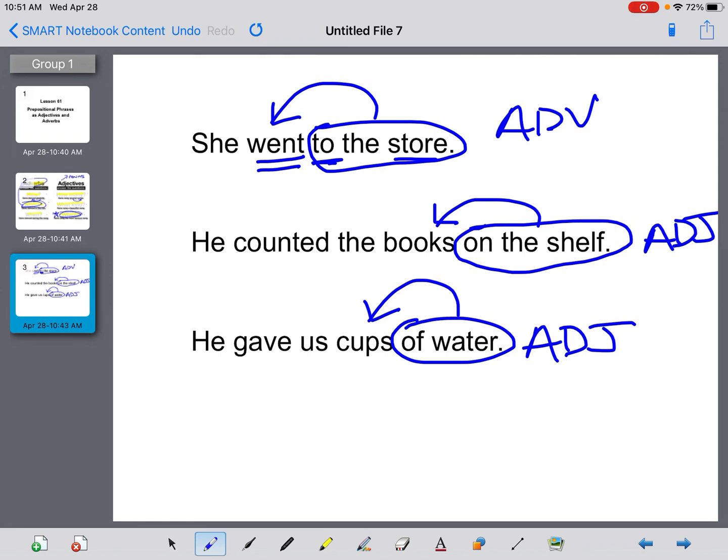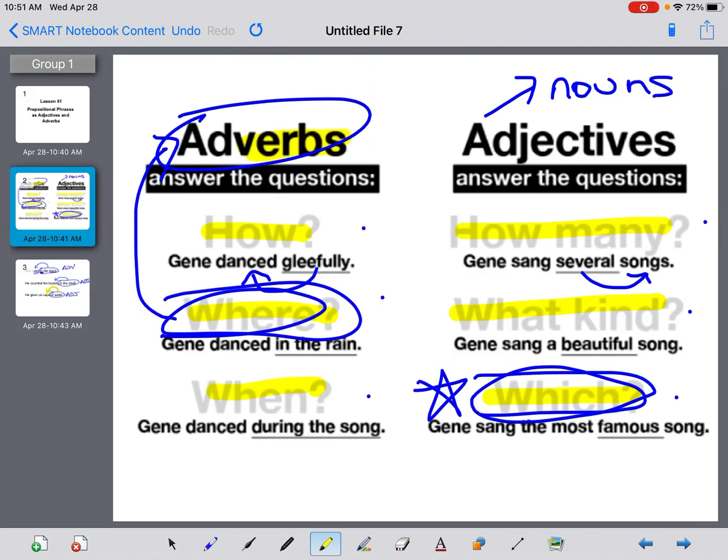Okay, so two things that can help you figure out what your prepositional phrase is doing. First of all, I'm suggesting drawing an arrow to the thing it is describing or the thing it's giving more information about. Second thing is to keep those questions in your mind. You can leave this screen up, or the questions are also listed in the box at the top of lesson 61, so you can take a look there as well.